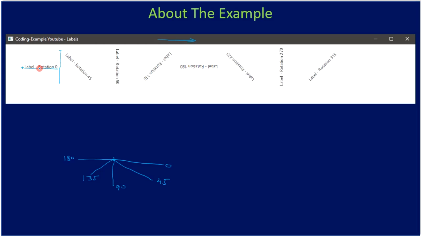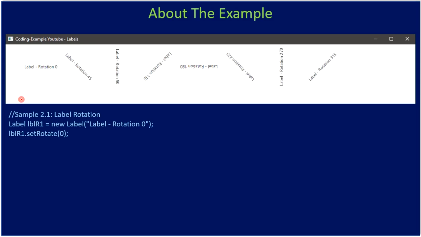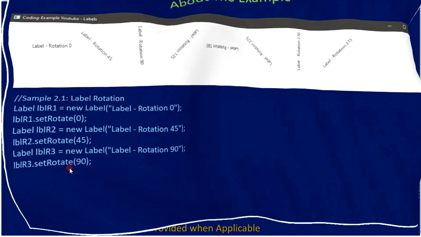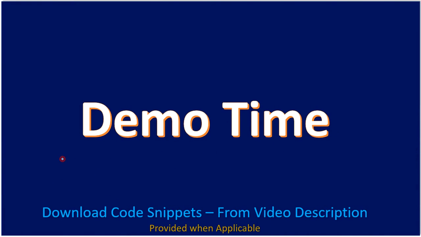Alright, now we will proceed with the example. The example will be very simple, and if you see here, we are creating a label, then we are calling the set rotate method. So the set rotate method will set the rotation, and here what you specify is the rotation angle. Likewise, we created the second label and we set rotation angle as 45, 90. Likewise, we specified the rotation angle. Now we will go to the demo and see how it works.